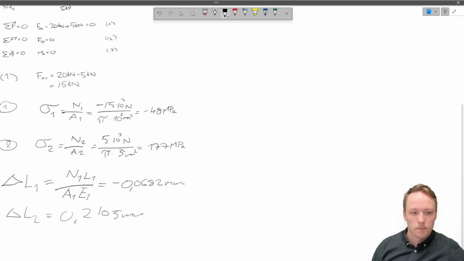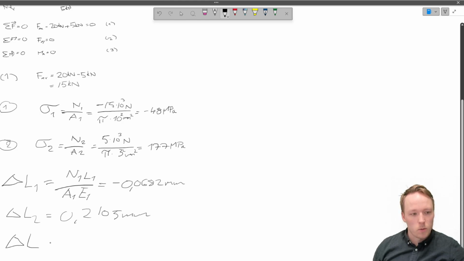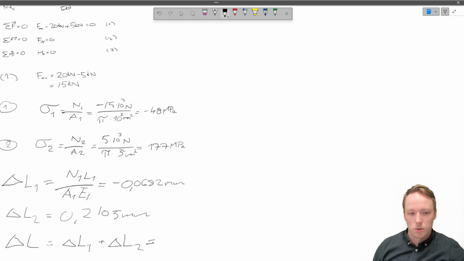And for the part 2 delta L2, the same thing will be 0.2105 millimeters. And the total change of the length will be the sum of delta L1 plus delta L2 equals to the sum of these two things, which will be 0.1423 millimeters.